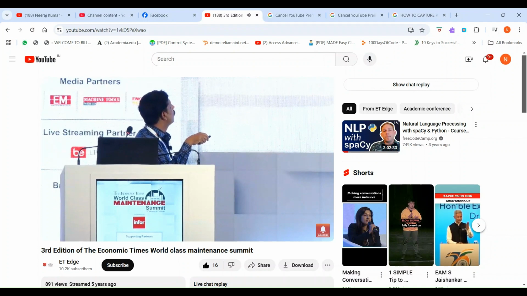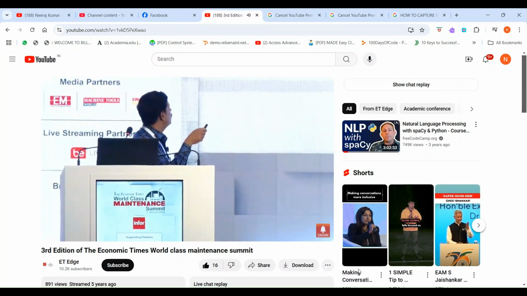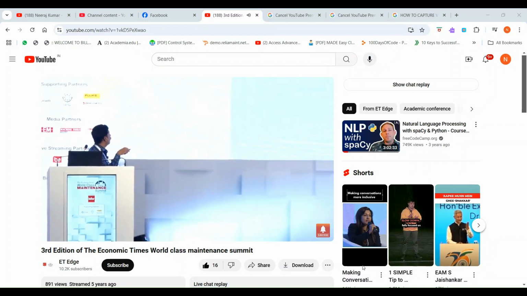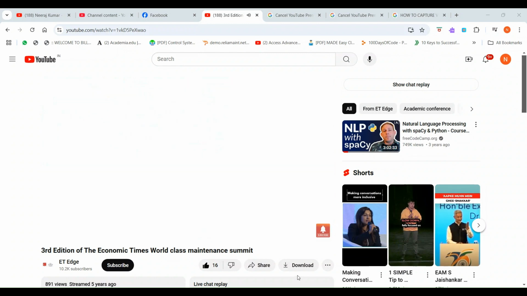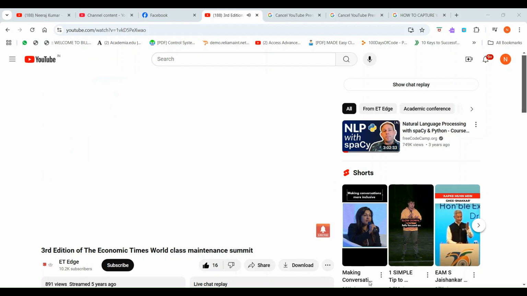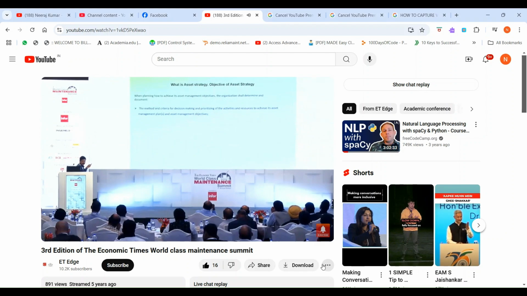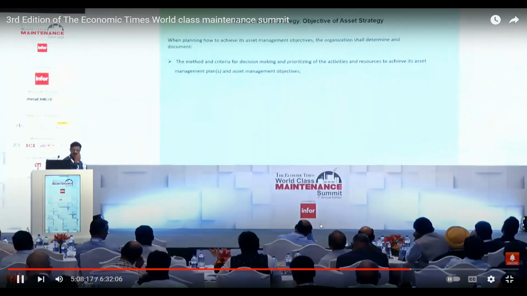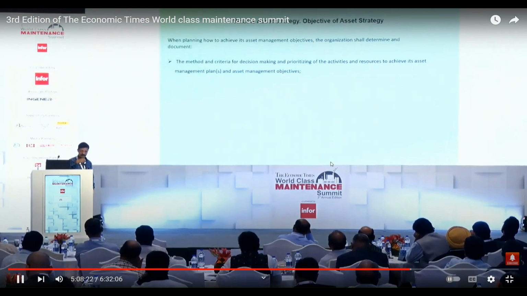Most of this content I have taken from the ISO 55000 standard or some other literature. When planning how to achieve its asset management objective, the organization shall determine and document: method and criteria for decision making and prioritizing the activities and resources to achieve its asset management plan and asset management objective. Method and criteria for decision making and prioritizing.